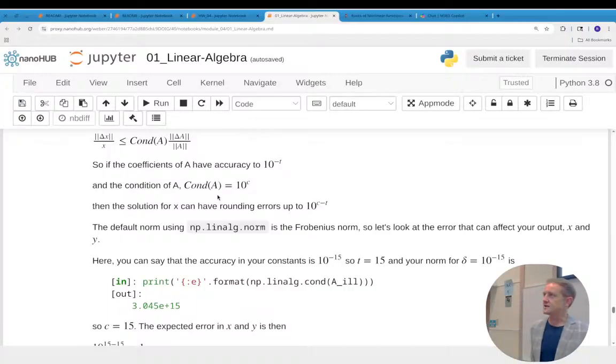If the condition is a 10 to the 4, then its error is going to be a 10 to the 4 minus whatever precision it is. So in this case, if you're dealing with these 64-bit floating point numbers, 10 to the negative 16, so t is 16. So it'd be 4 minus 16. So we have like 10 to the negative 12 accuracy, or expected error.